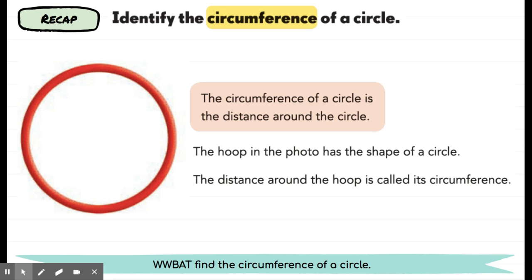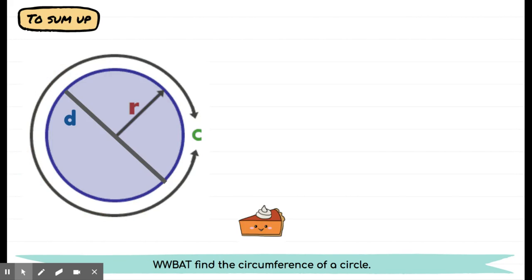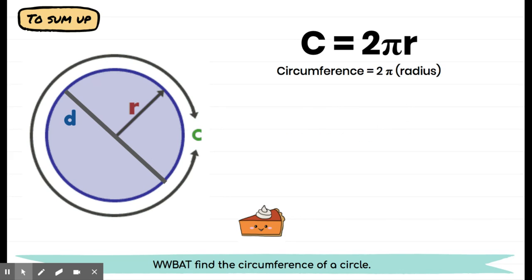All right, once we know the difference between the diameter and the radius, now it's time to find the circumference. The circumference of a circle is the distance around the circle. Now, we have learned that to find the circumference, we can either use a radius or a diameter.